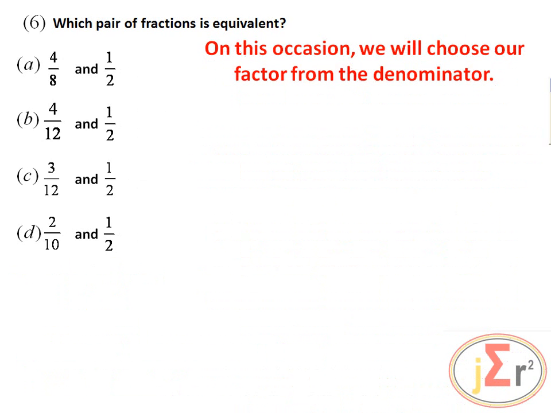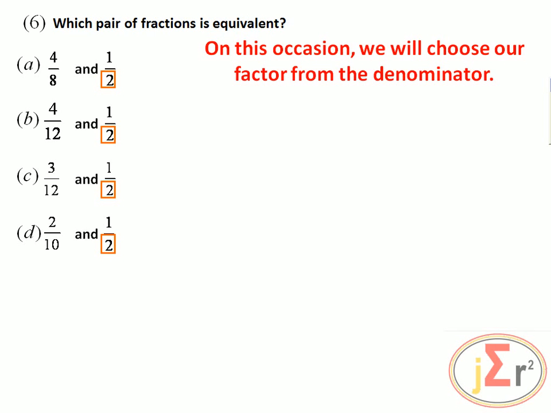On this occasion, we will choose our factor from the denominator. Right, our factor will come from the denominator on this occasion. So there we have our denominators, and our denominators are equal to 2. Well, Jerry, if you cannot answer this question, you cannot survive. If we need to transfer 2 to 8, what factor do we multiply by?